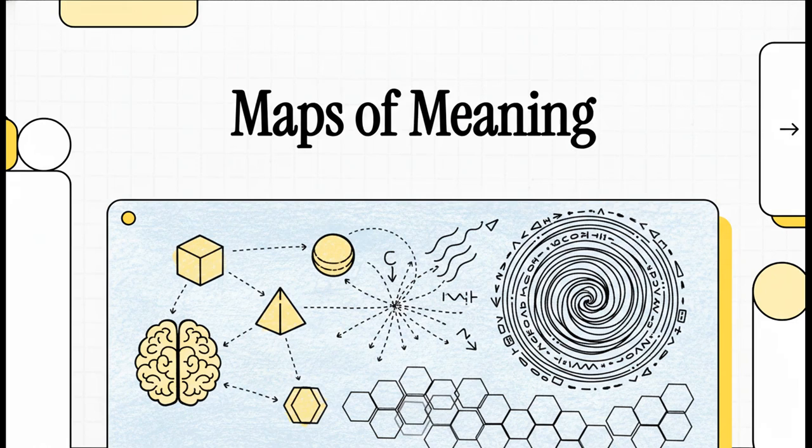What if I told you we could understand language in a completely new way? I mean, not just by reading words on a page, but by actually seeing them, by visualizing the hidden geometry of meaning itself. That's exactly what we're going to dive into.